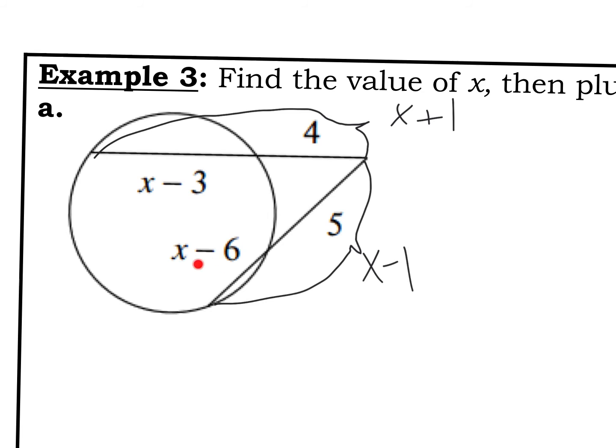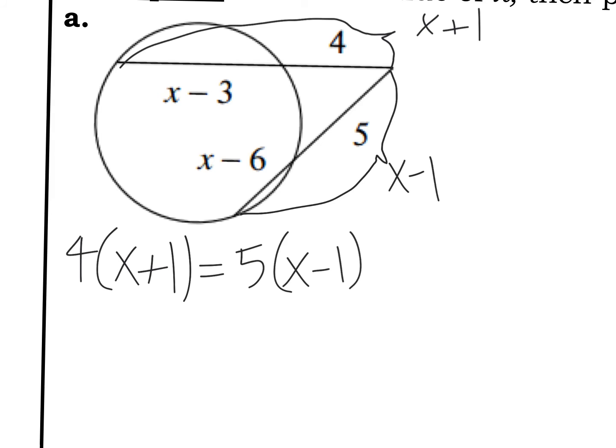And then same thing on this. This is x minus 6 on the inside and 5 on the outside. So negative 6 plus 5 would make negative 1. So the total length of the segment would be x minus 1. So set this up like we did with the others. Take the outside, the external segment, and then multiply it by the total length. And so I have 4 times x plus 1 equals 5 times x minus 1. Let's go ahead and distribute and solve for x.